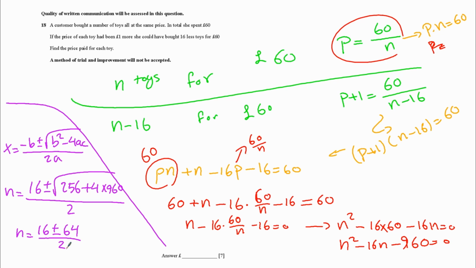So the final answer here, n that we are finding, is the number of toys, and then we need to put that back into this equation to find the price, because the question is asking to find the price paid for each toy. So p over n is 60 over 40, so p would be 60 divided by 40, which would be £1.50. So this would be £1 and 50 pence.